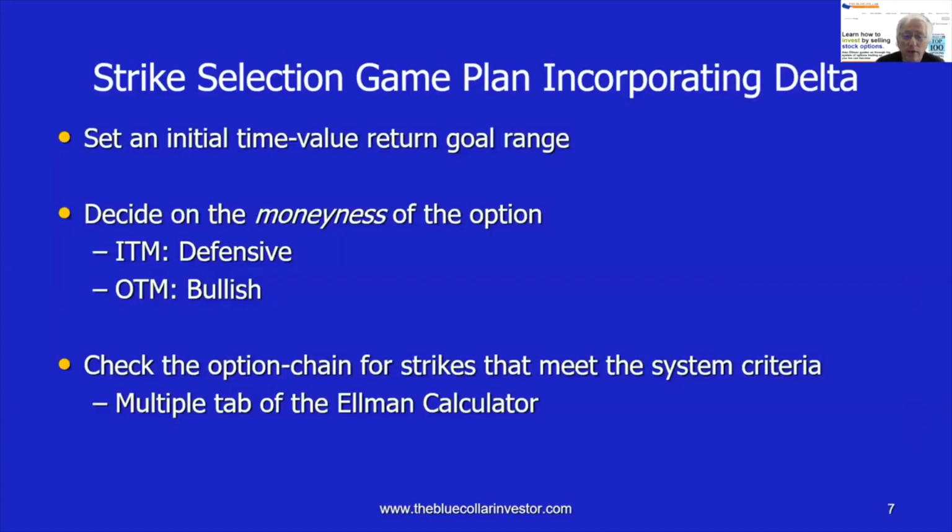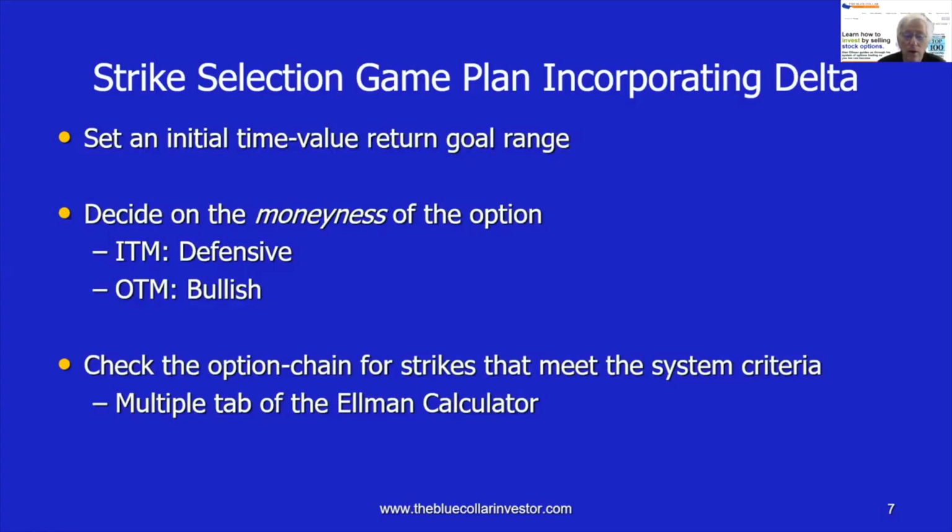So if we're going to develop a strike selection game plan incorporating delta, we would first set an initial time value return goal range. For me, it's 2 to 4% a month for near the money strikes. Once again, I like monthly options. Then we decide on the moneyness of the option. In the money is a more defensive position. Out of the money is a more bullish position. Then, once we have those determined, we go to an options chain. We look for strike prices either in or out of the money, depending on our market assessment, personal risk tolerance, chart technicals. And then we look for strikes that will give us our initial time value return goal range returns. And that will dictate the strike.